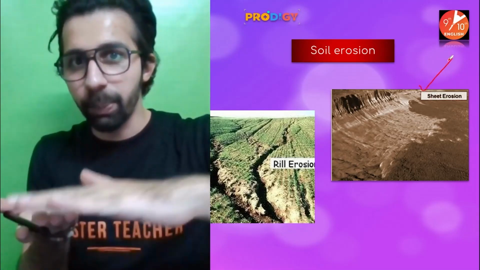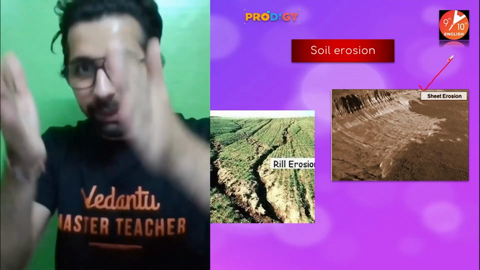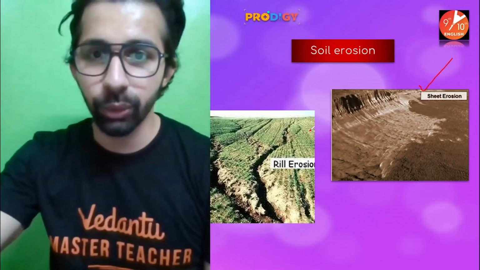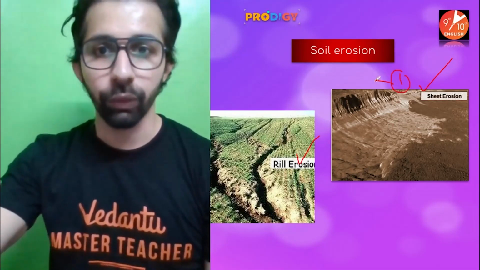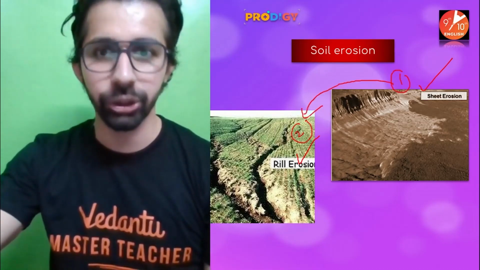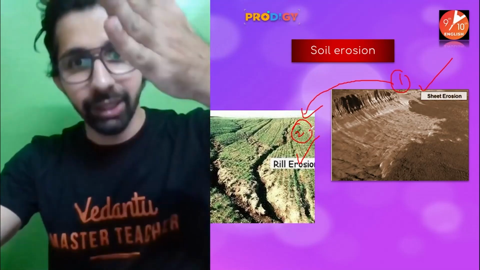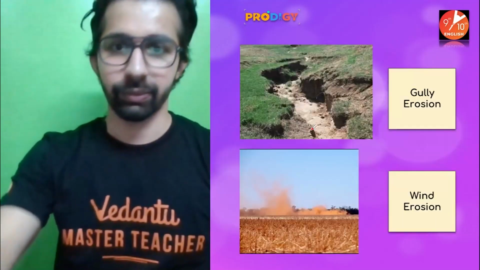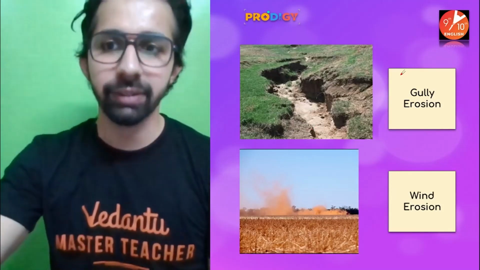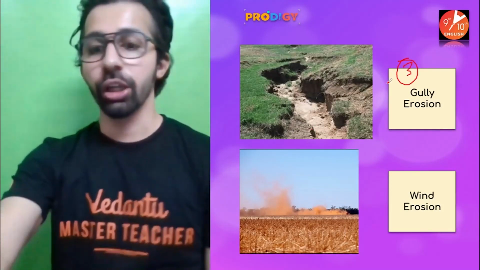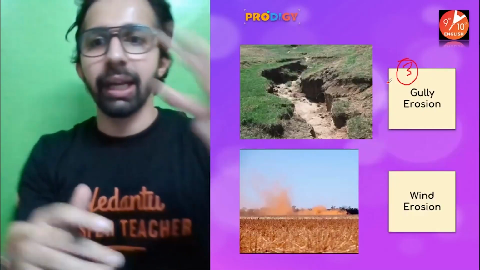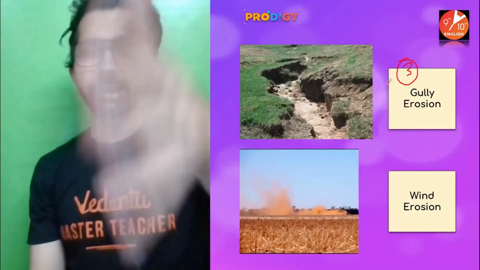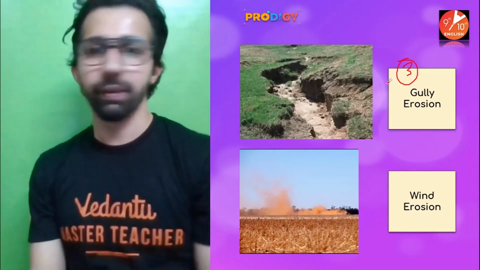Continuous erosion of the topmost layer of the soil deepens the cracks, which leads to rill erosion. So first sheet erosion takes place, followed by rill erosion. And further, if the cracks get deepened even more, it gives rise to gully erosion. So first sheet erosion, followed by rill erosion, and then by gully erosion. You can see the cracks of this soil, which cannot be used for cultivation further.